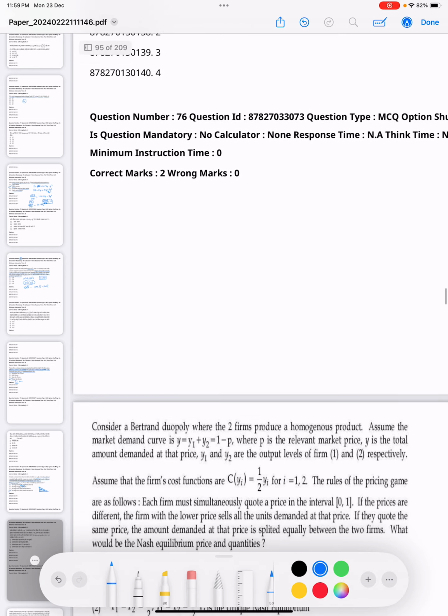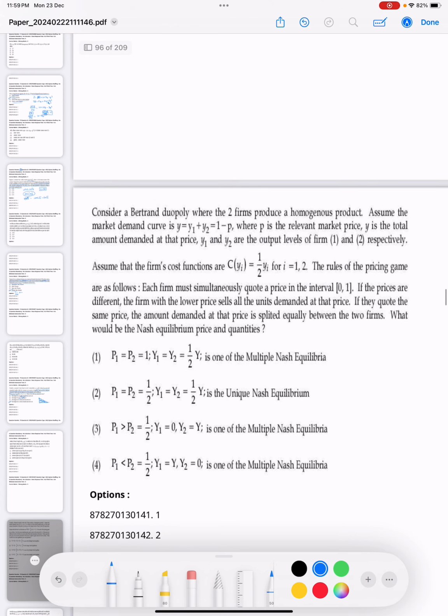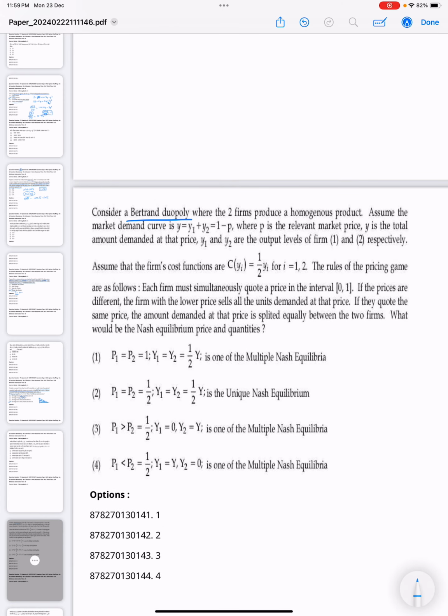Okay, now coming to the 76th question. This looks like a very long question to read. Consider a Bertrand duopoly, where the two firms produce a homogeneous product. Assume the market demand curve is y1 plus y2 equals 1 minus p, where p is the relevant market price, and y is the total amount demanded at price p. y1 and y2 are the output levels of firm 1 and 2 respectively. The cost function is given as c(yi) equals half yi.